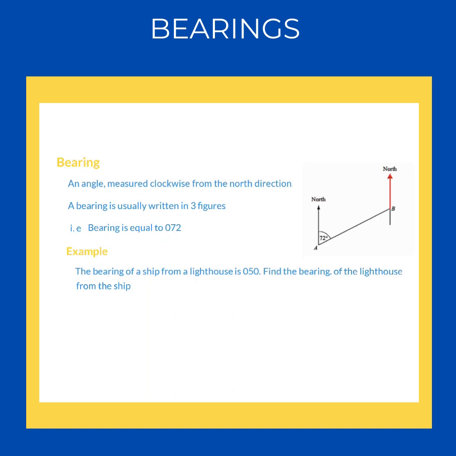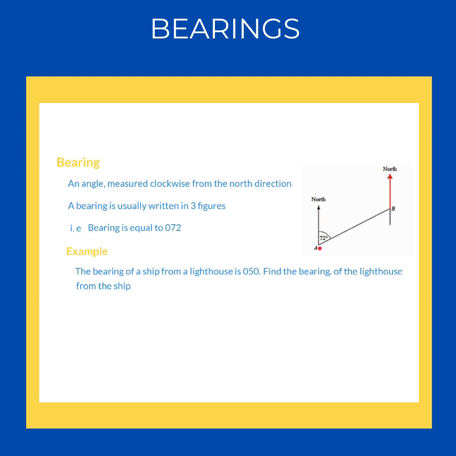A bearing is an angle that is measured clockwise from the north direction, and it is usually written in 3 figures. So let's take a look at the figure on the right. So I have 2 points A and B. Now at point A, I have the north direction, or the north sign, and it's drawn, and I have an angle which is 72 degrees.